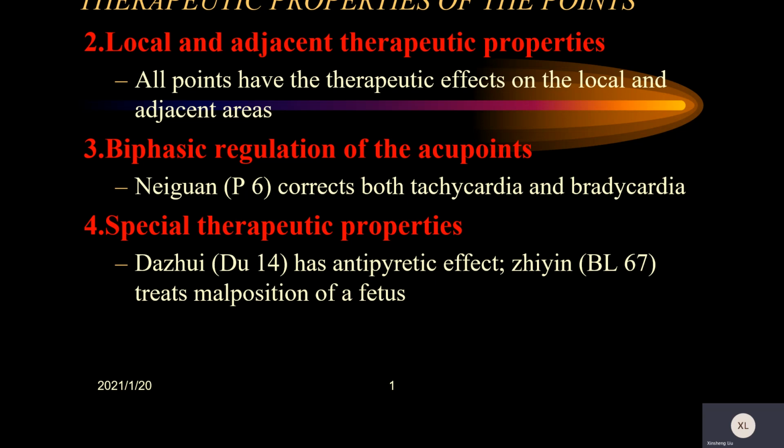So number 4, special therapeutic properties. DU14, 大椎 on the Du channel, has an antipyretic effect. 大椎 really can strengthen healthy qi, strengthen immunity, and really can help to kill the germs. And Zhiyin, BL67, treats malposition of the fetus, right? Sometimes very helpful and safe.